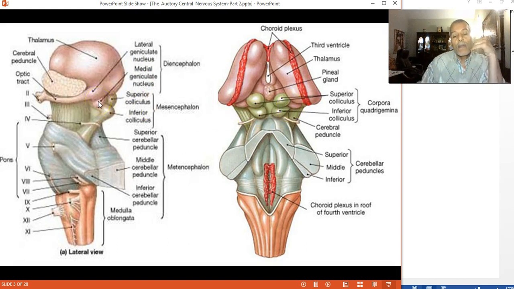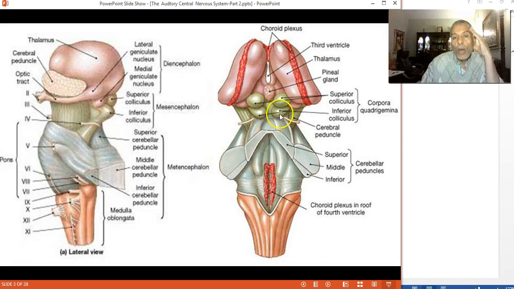And functionally, what does it do? It is that part of the thalamus that processes sound. So this is why another name for it is the auditory thalamus. So the sound signals go from the inferior colliculus to the superior colliculus, and at the same time, to the medial geniculate body.